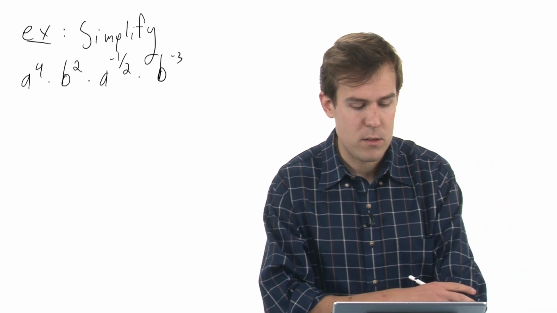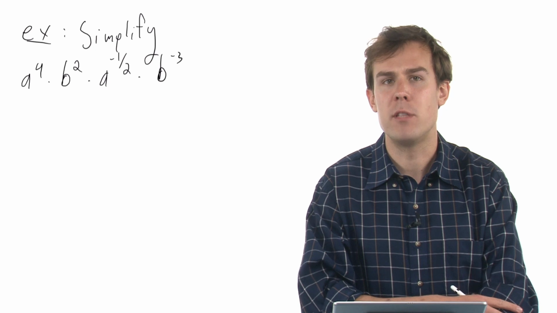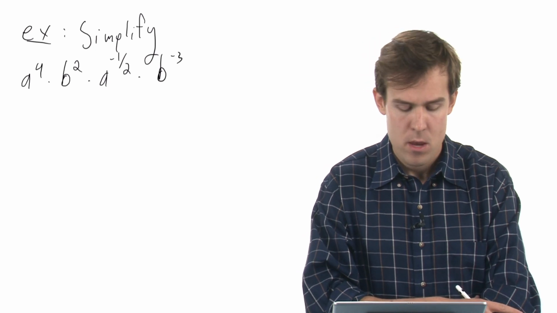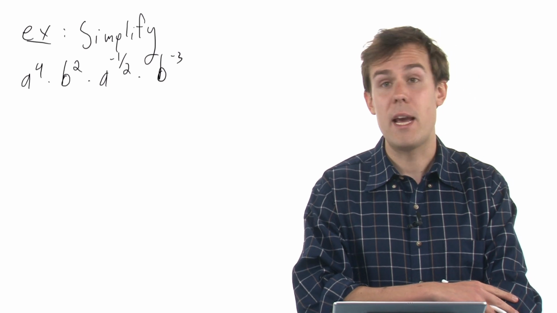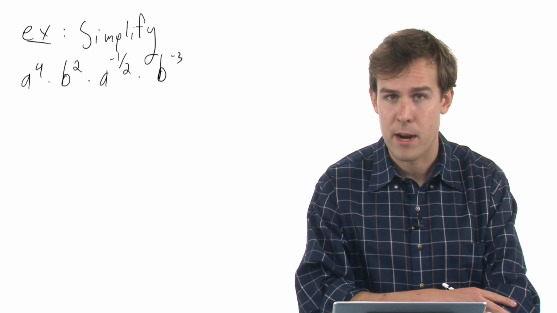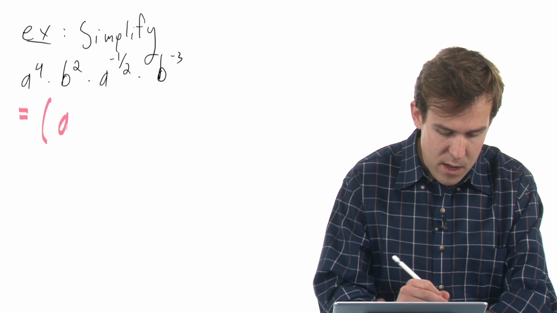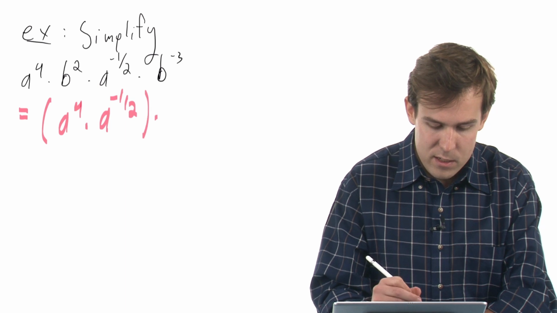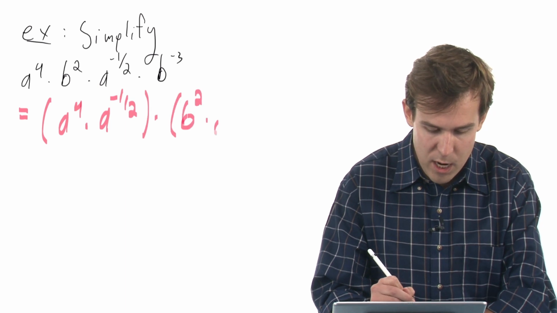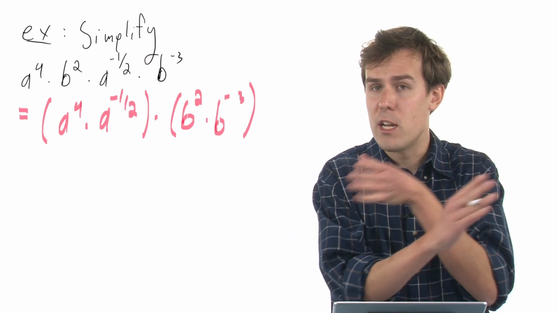So here's one that's pretty abstract looking, but I think very representative of what you might see on the clip. Okay, so I have a to the 4th times b squared times a to the minus 1/2 times b to the minus 3. So for this, I'll group it as a to the 4th times a to the minus 1/2 times b squared times b to the minus 3. So why did I rearrange it in this way?